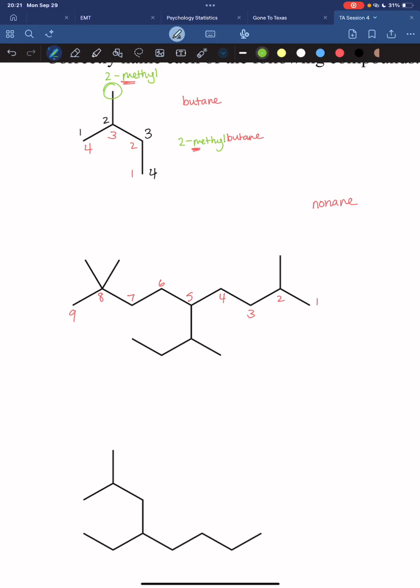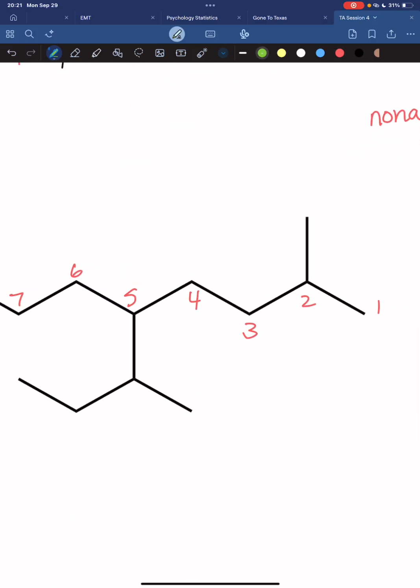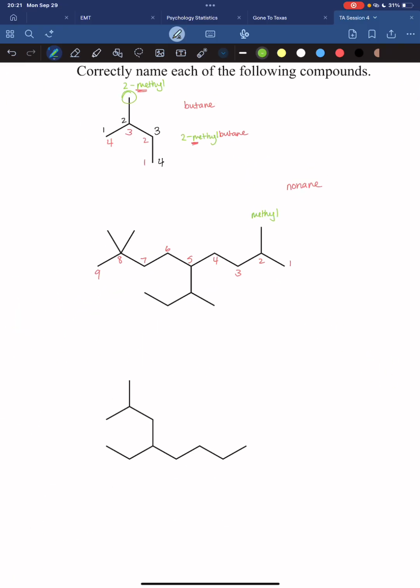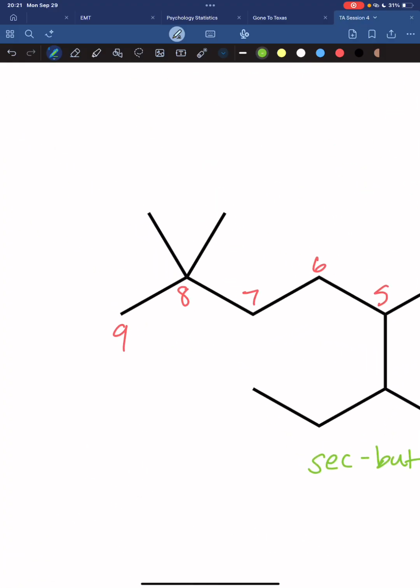Now we're just going to go through and identify all of our substituents. I have a substituent here, and this is a methyl. Let's go down here. What is this one? It's a sec-butyl. And this last one is another methyl. Actually, we have 2 methyls right over there.